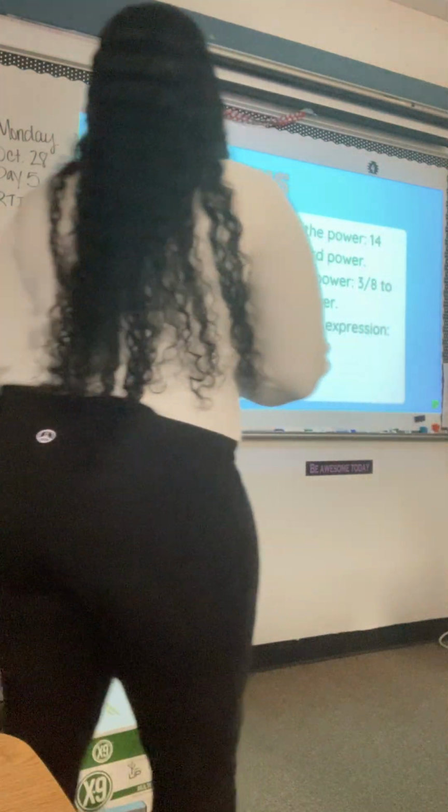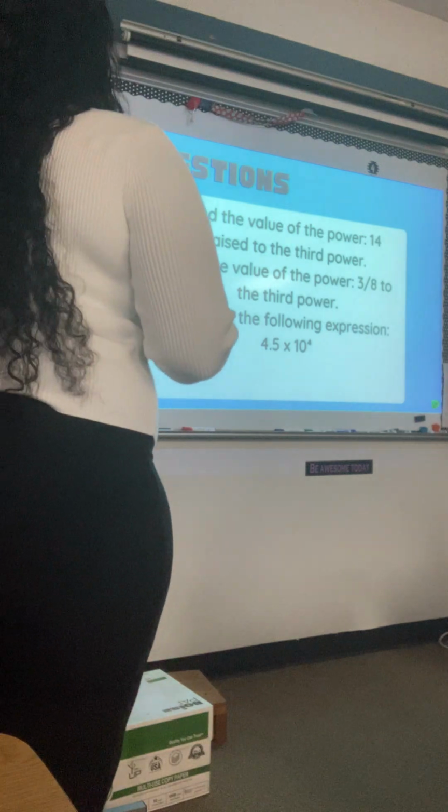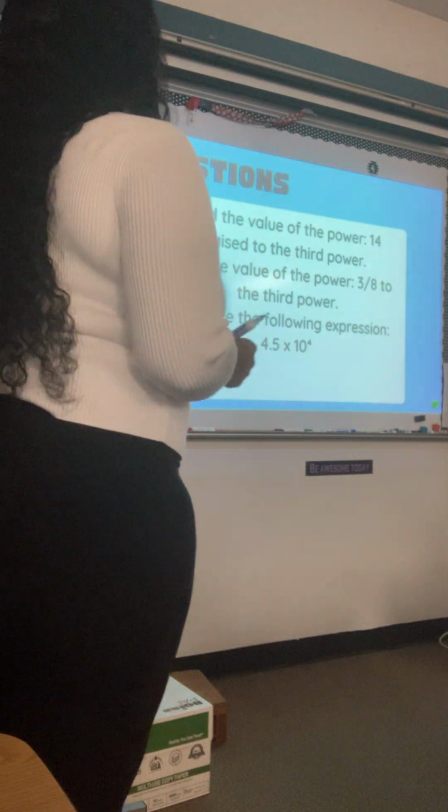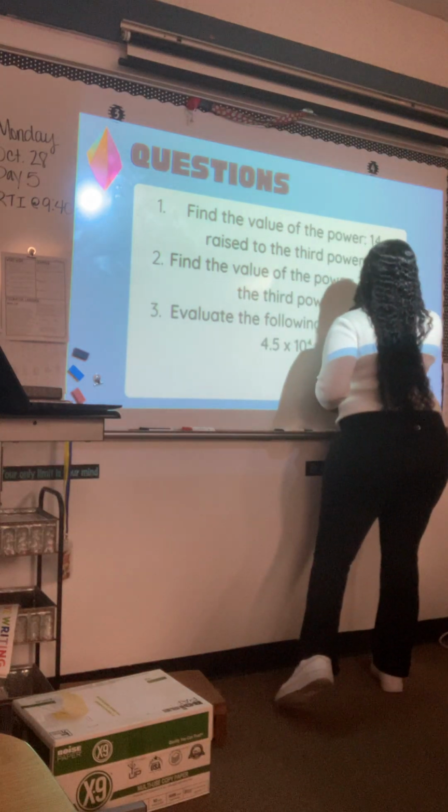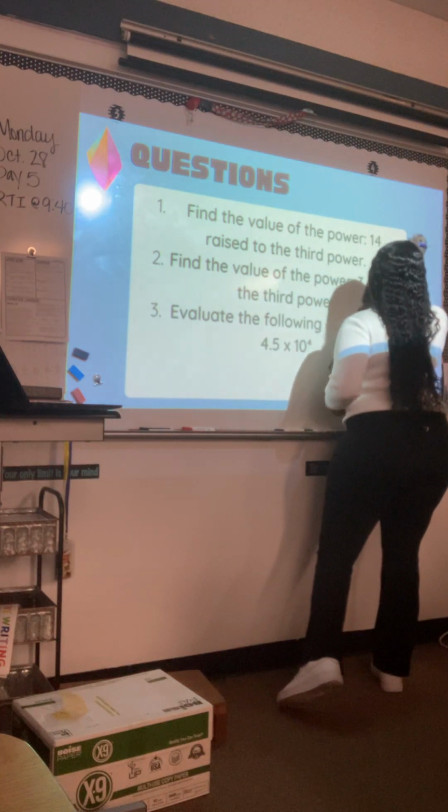For the second problem, find the value of the power. So 3/8 to the 3rd power. So again, we're going to write it. Make sure you write everything out. 3/8 to the 3rd power.